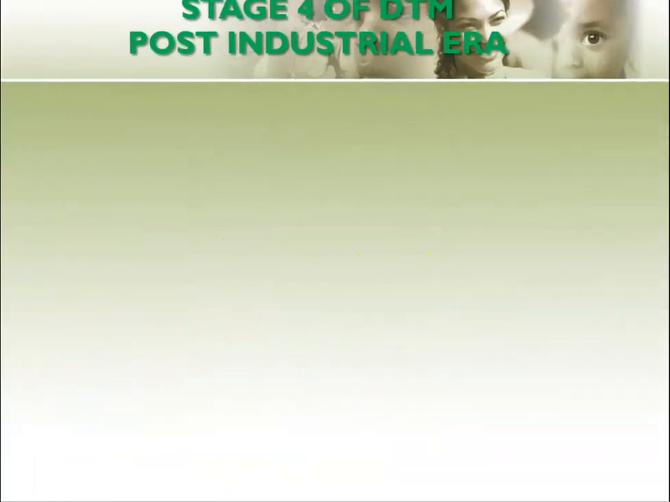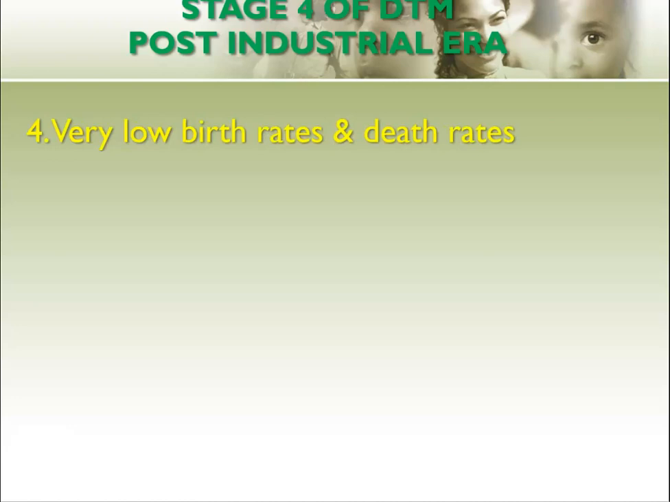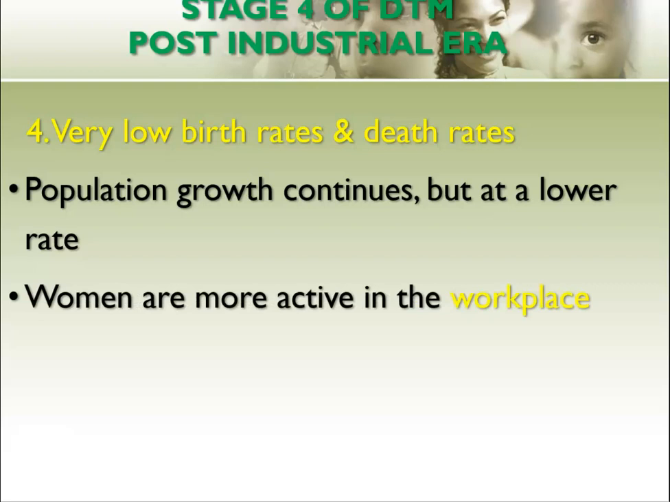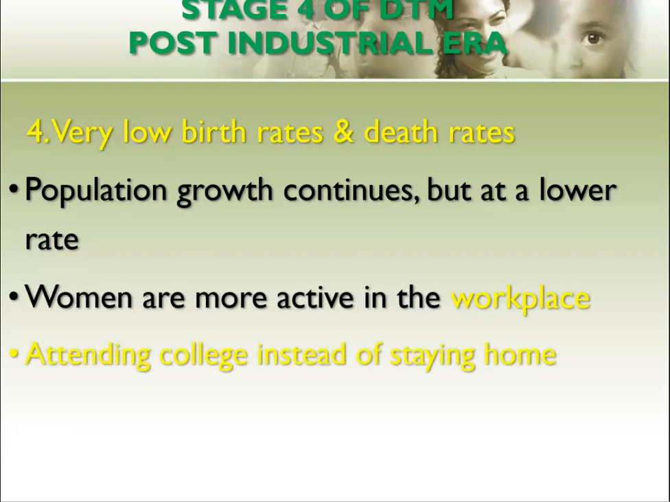This is stage 4 of the demographic transition model, and that is the post-industrial era. Very low birth rates and death rates. Population growth continues, but at a lower rate. Women are more active in the workplace, and they are attending college instead of staying home.